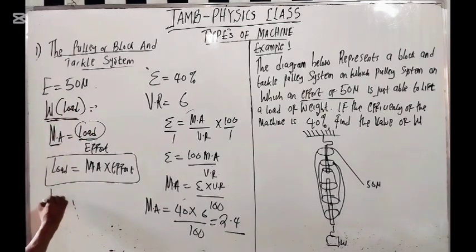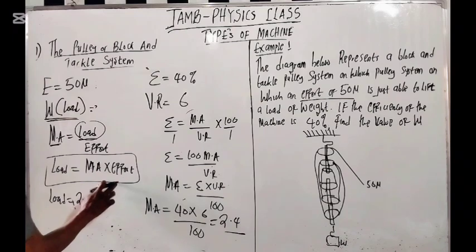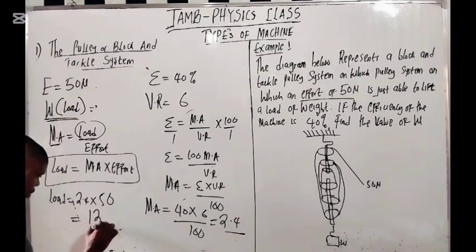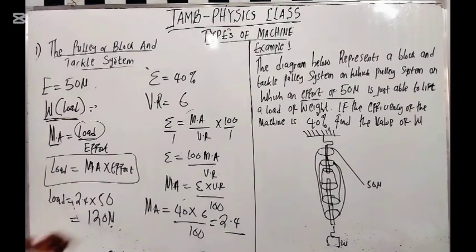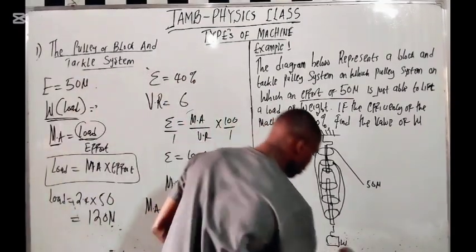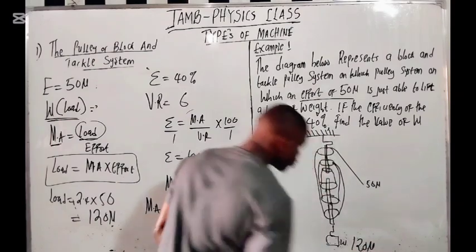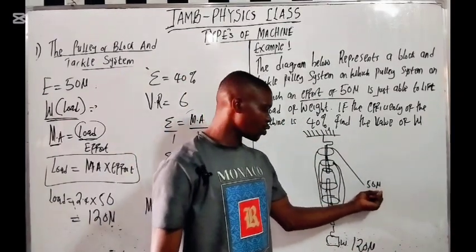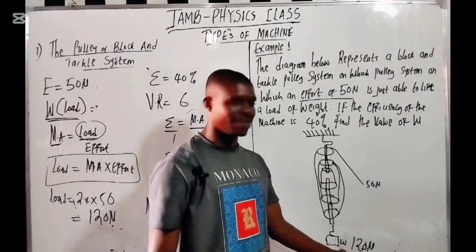So my load equals 2.4 times my effort, which is 50. You get 120 newton when you multiply. That is the load here: 120 newton. So you need an effort of 50 newton to overcome a load of 120 newton. Do you understand?